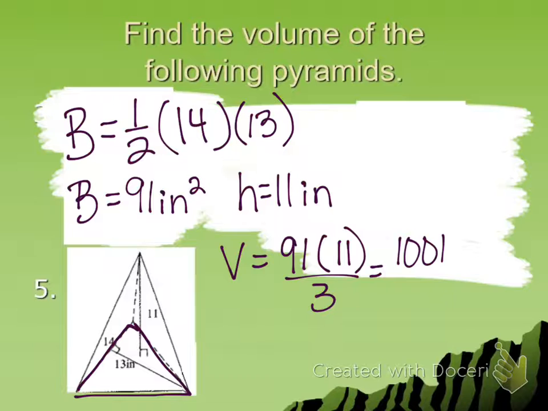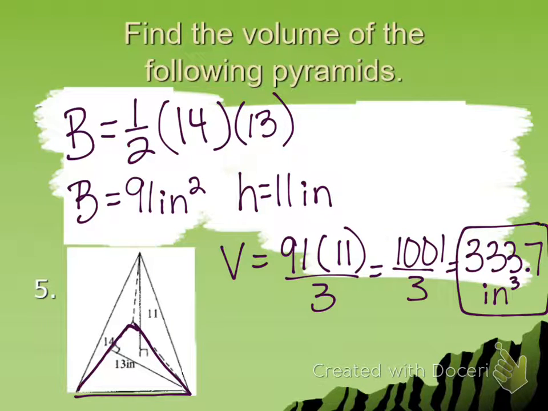1001. You get a decimal there. You get 333.6. Okay. 333, so that would, I would just round that to 0.7. My units? Inches cubed. Inches cubed. Good.